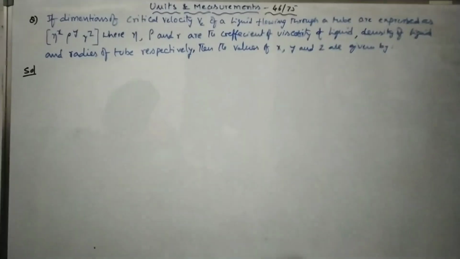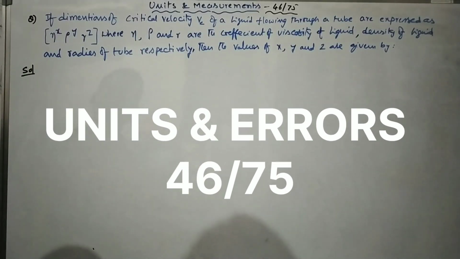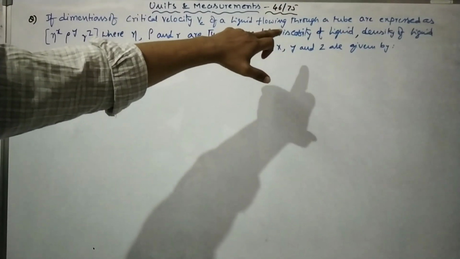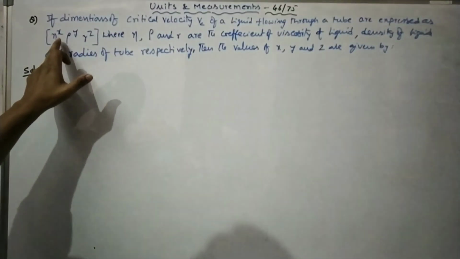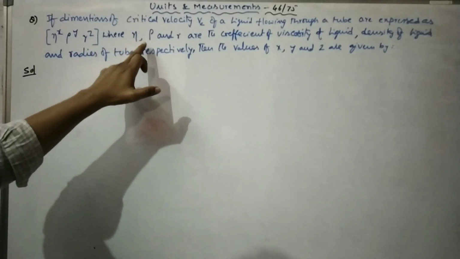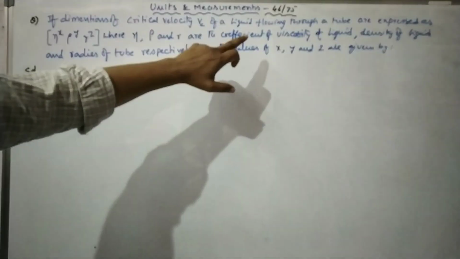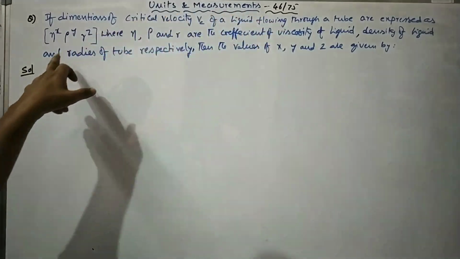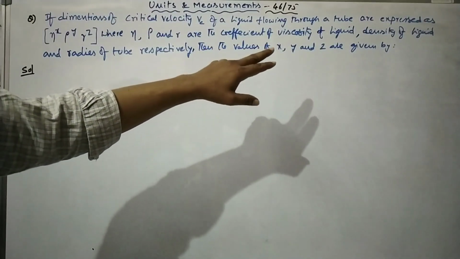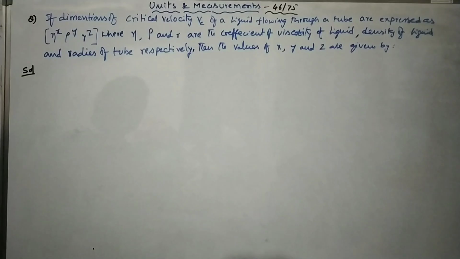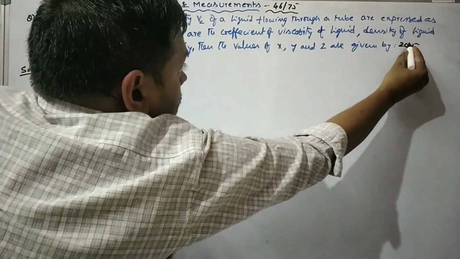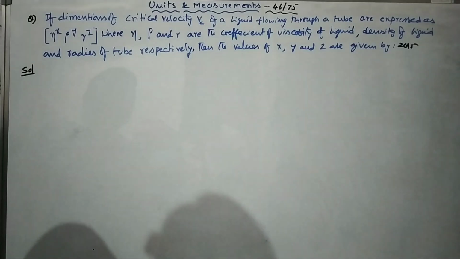The 46th question in the units and measurement lesson: the dimensions of critical velocity of a liquid flowing through a tube are expressed as eta to the power x, density to the power y, radius to the power z, where eta, rho and r are the coefficient of viscosity of the liquid, density of the liquid and radius of the tube respectively. Then the values of x, y and z are given by. This question was asked in the 2015 NEET examination. Now we see the solution of this question.